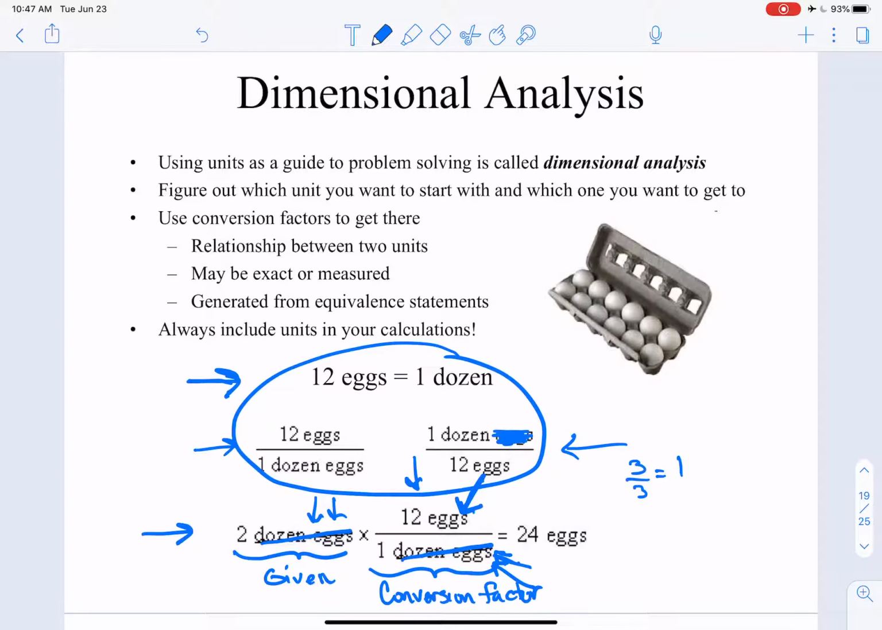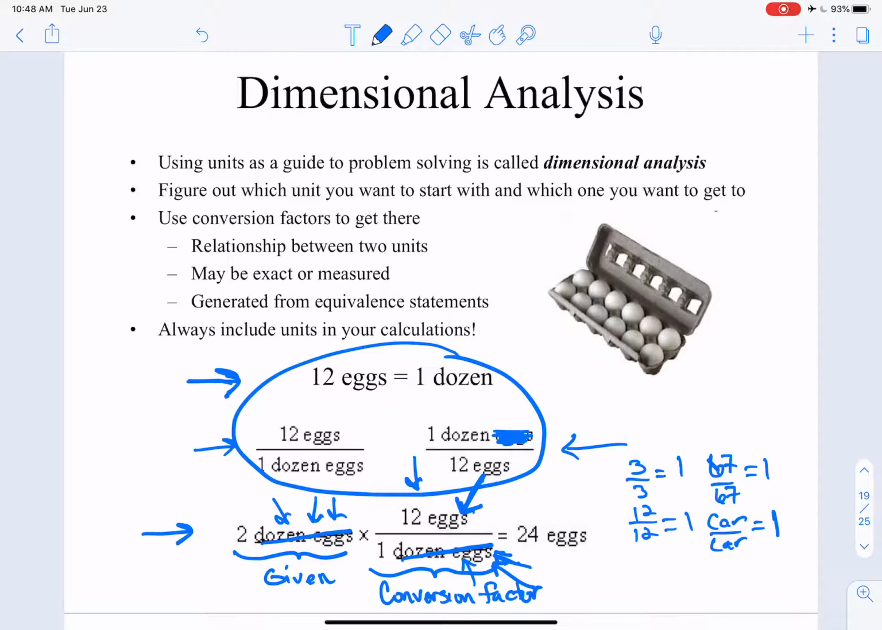So 3 divided by 3 is 1. 67 divided by 67 is 1. 12 divided by 12 is 1. Car divided by car is equal to what? 1. And dozen eggs divided by dozen eggs is also 1.